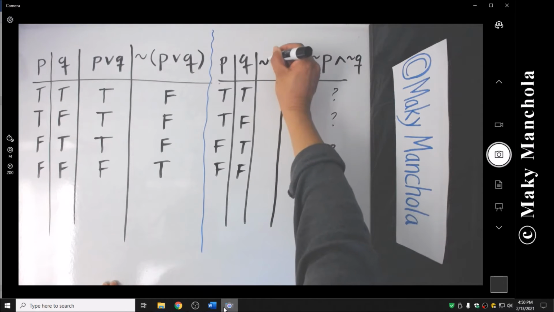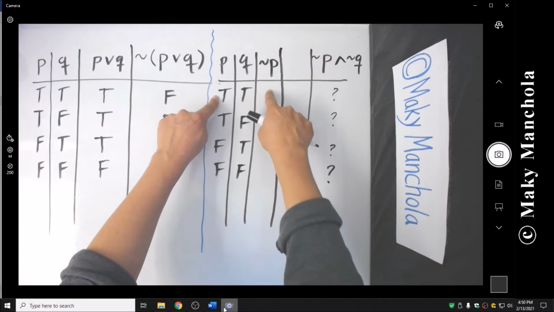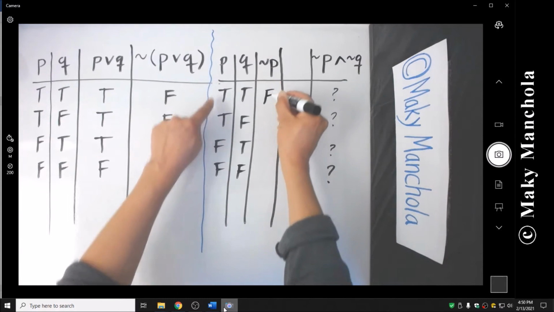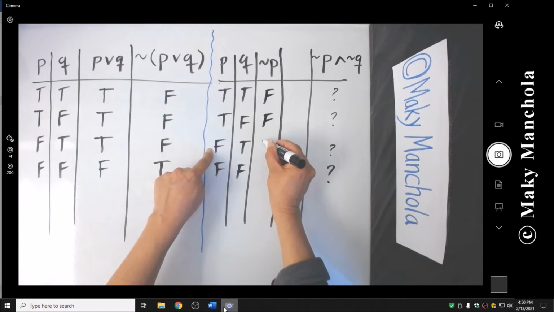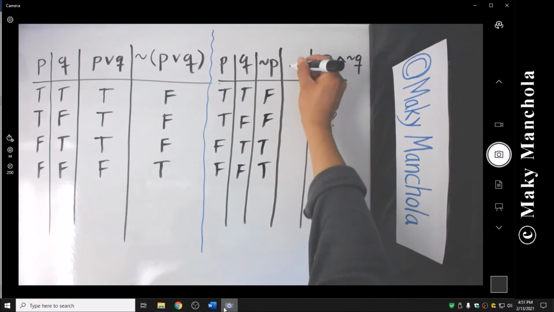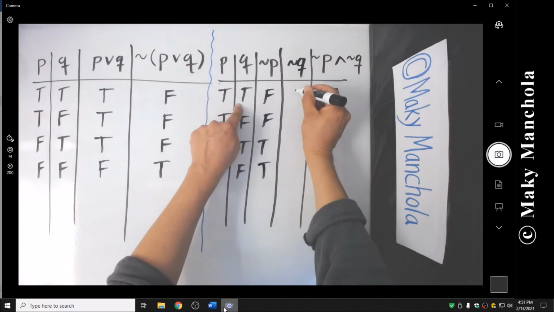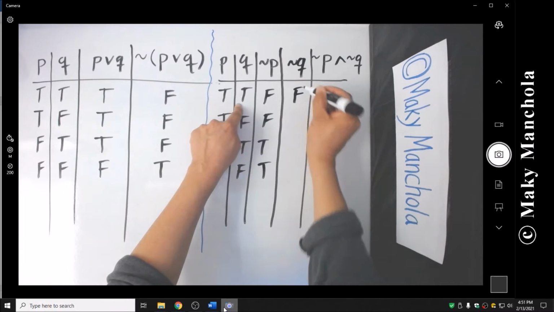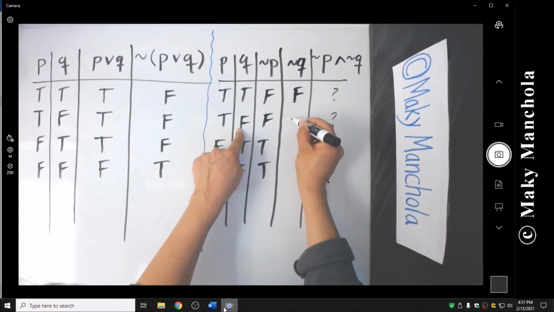We want the truth values of negation of P. Well, when P is true, the negation of P will be false. When P is false, the negation of P is true. Now, negation Q. When Q is true, the negation of Q is false. When Q is false, the negation of Q is true.